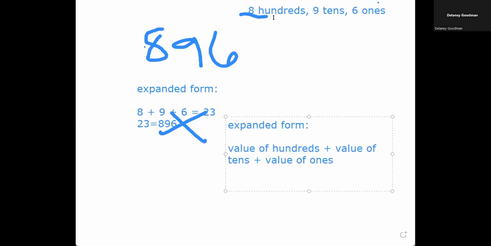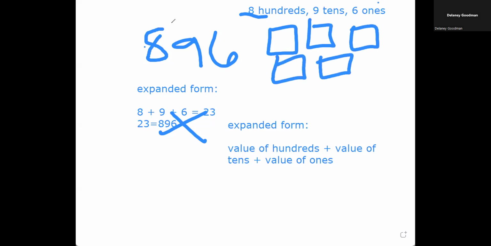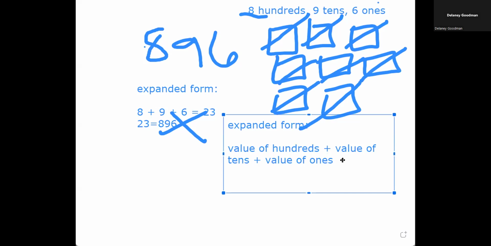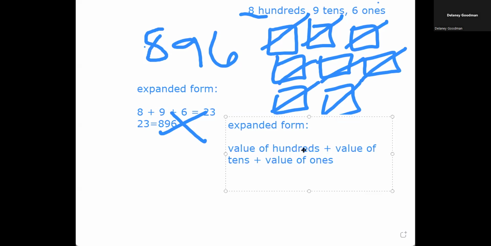What is my value of 8 hundreds? Well, let me draw that in. 1, 2, 3, 4, 5, 6, 7, 8. I want to count my hundreds to determine the value. 100, 200, 300, 400, 500, 600, 700, 800. I can see here that my value is 800. So I have 800 plus, well, let's look at our tens place.